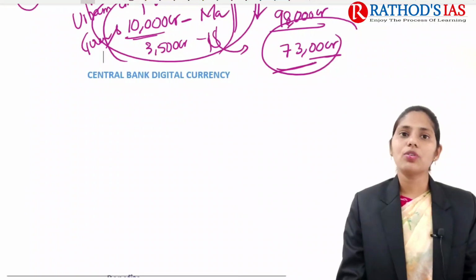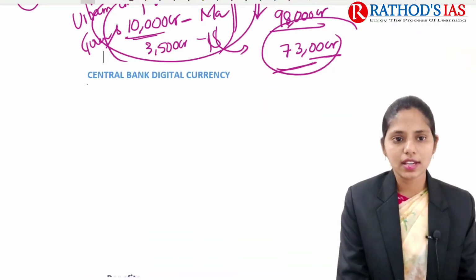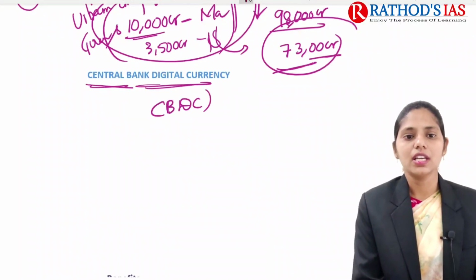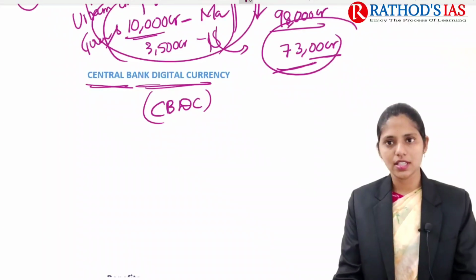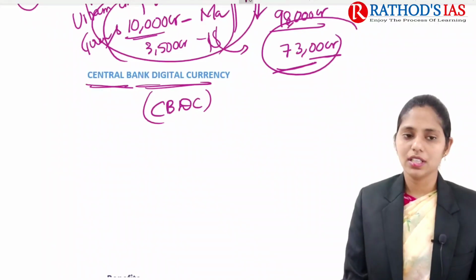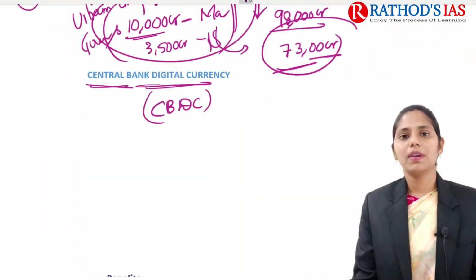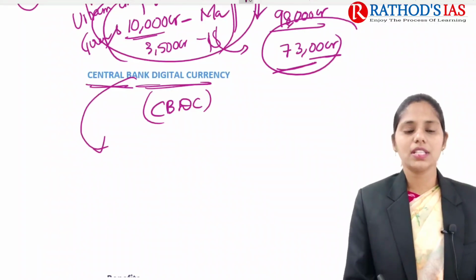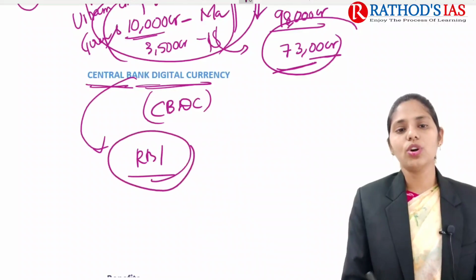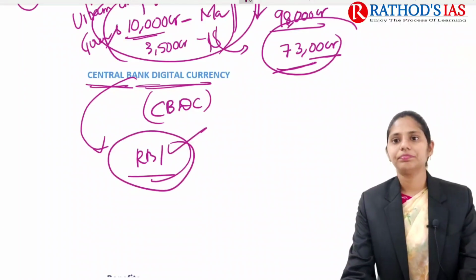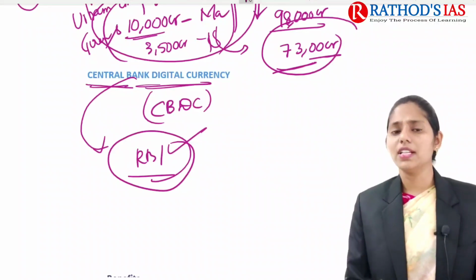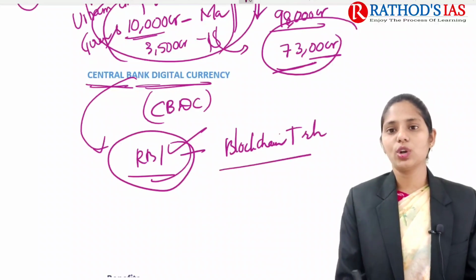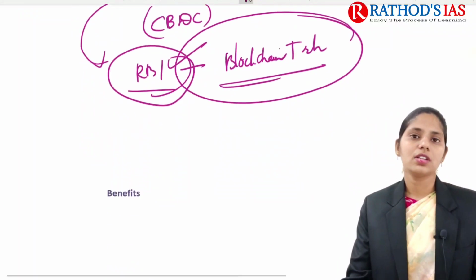Now let us talk about the last topic of the day. It is regarding central bank digital currency. In short, I can say CBDC, central bank digital currency. This year it was proposed in the budget with legislative reforms. So who is going to issue this CBDC? It is our RBI. RBI is going to issue this digital currency. This digital currency is developed using blockchain technology, which is used for the generation of this digital currency.